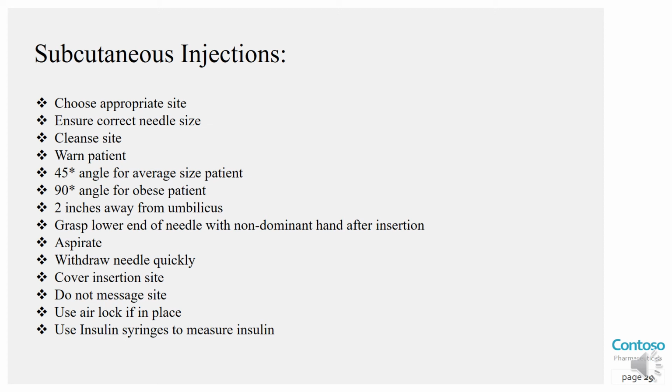Cleanse the site. Allow to air dry. Tell the patient that he or she will feel a stick. For an average size patient, you will inject at a 45 degree angle. For an obese patient, you will inject the needle at a 90 degree angle. If you choose to use the abdominal site, you need to stay 2 inches away from the umbilicus.